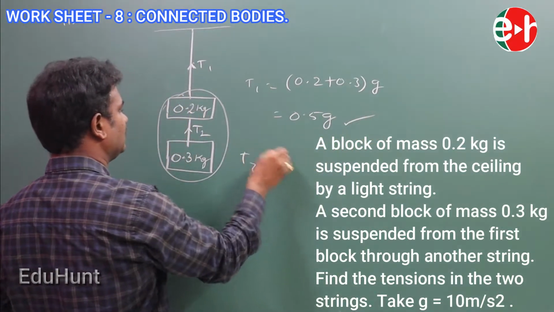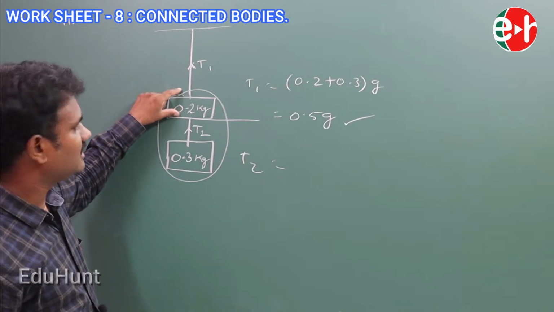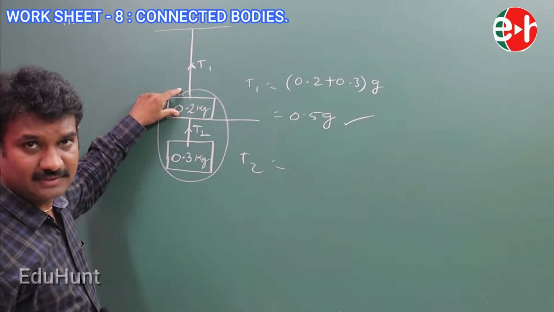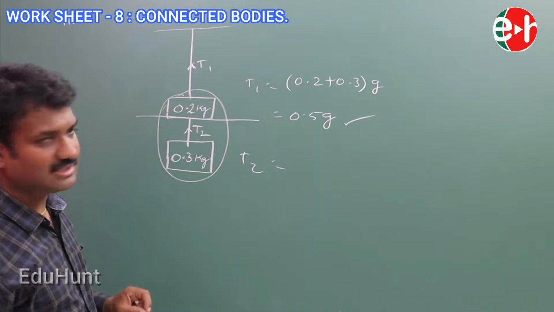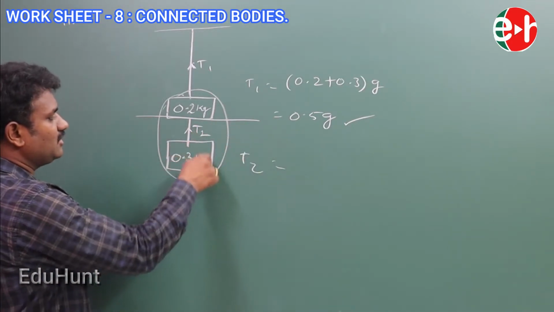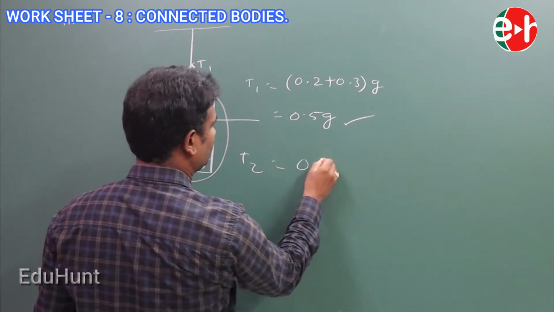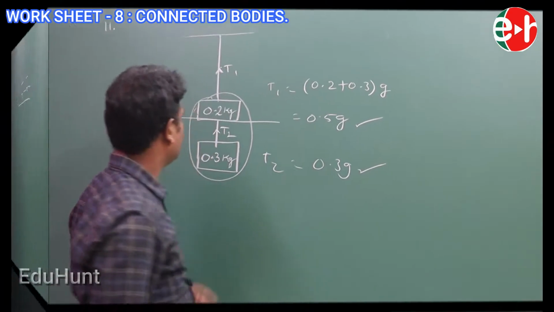Next, for T2, this acts as a roof. So we need not consider this 0.2 kg mass as a mass. We can consider this as a roof, and for T2 only the 0.3 kg mass is acting on this. That's why T2 is equal to 0.3 into g. That's all. These are T2.